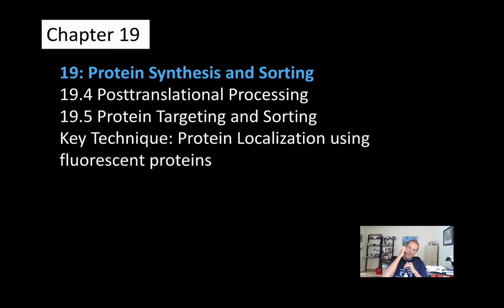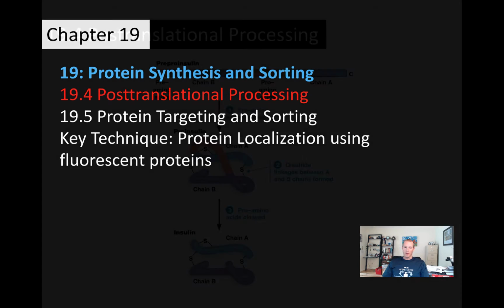So this will kind of harken back to a discussion of the endomembrane system, but we'll be looking at how you get proteins targeted to places like the mitochondria and the chloroplast, so a little bit different. And then we'll look at a key technique because we've not done that for a little while. This chapter's got an important technique, and that is how you can study protein localization using fluorescently tagged proteins. So we'll do that at the end. So let's get going on our first section, which is post-translational processing.